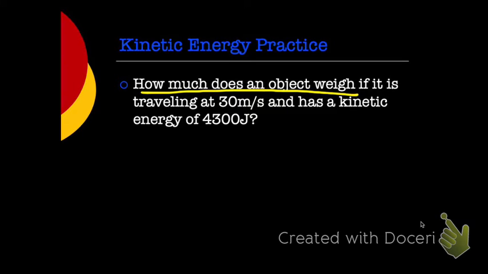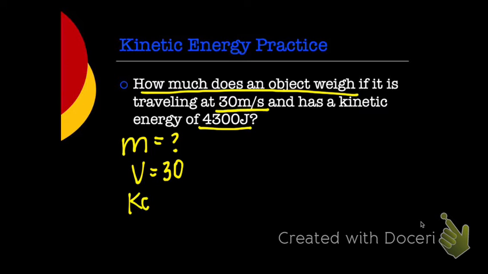So what variable might we be looking for? Mass. Good. So mass is going to be our question mark. It says it's traveling 30 meters per second. So what variable do you think that goes with? V, right? V is 30. And then it says it has a kinetic energy of 4,300. So that's going to be my KE, 4,300.